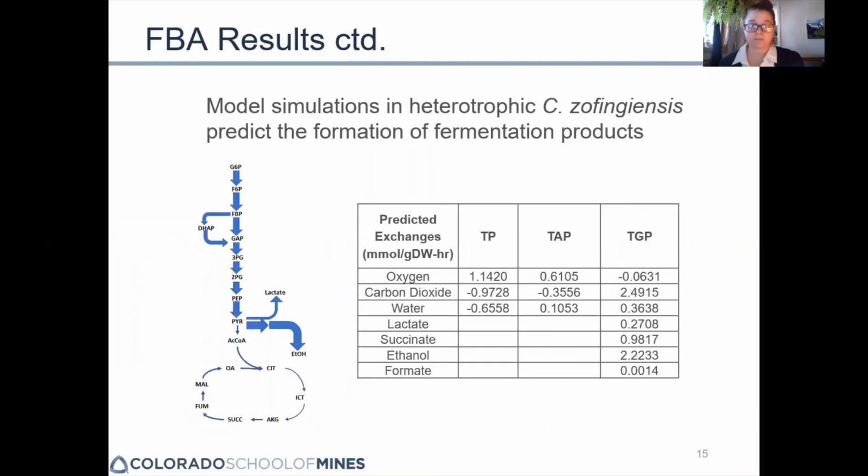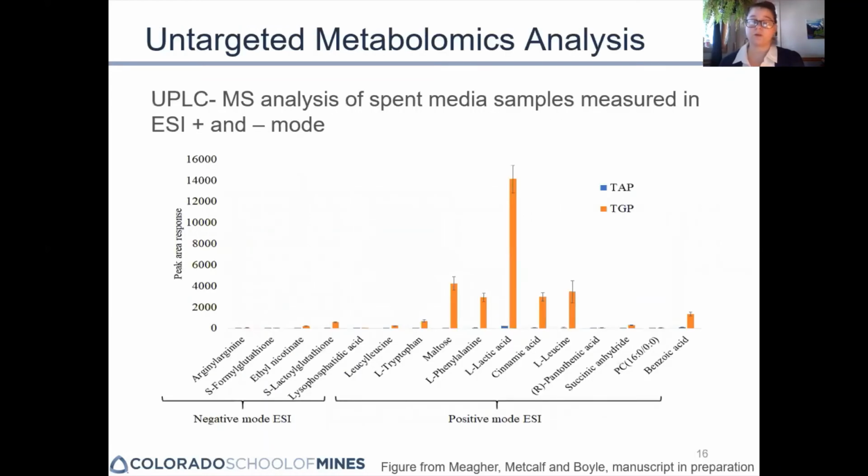Well, turning back to our computational model, when this model was forced to match both experimental data for glucose uptake and growth rates, our computational model predicted the formation of fermentation products. This was primarily in the form of lactate and ethanol. To further investigate this finding, spent media samples from mixotrophic TAP cultures and heterotrophic TGP cultures were filtered and analyzed via UPLC-MS. These results are presented here.